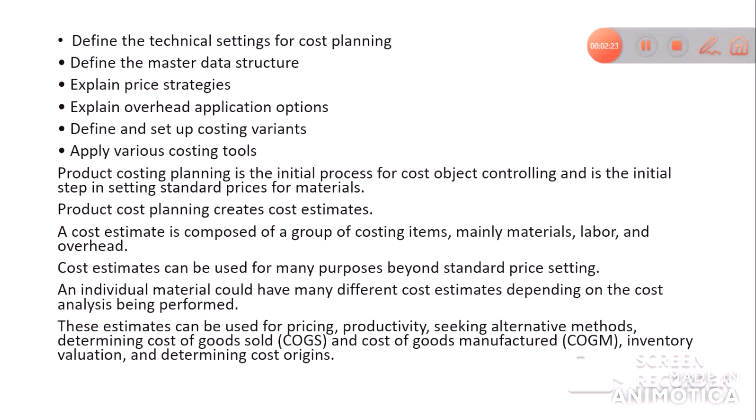So, costing planning is the initial process for cost object controlling and is the initial step in setting standard prices for materials. A cost estimate, so product costing planning creates cost estimates. A cost estimate is composed of a group of costing items, mainly materials, labor, and overhead. Cost estimates can be used for many purposes beyond standard price setting.